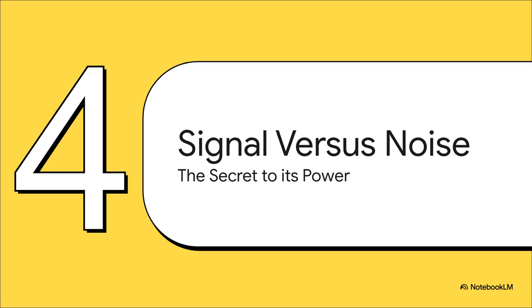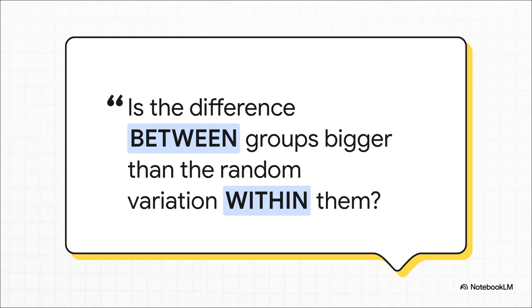So how does ANOVA actually pull this off? How does it look at all these numbers and decide if the differences are real? Well, the secret lies in this really beautiful and simple concept. It's all about comparing the signal to the noise in your data. This right here is the absolute heart of it all. Everything boils down to this one question.